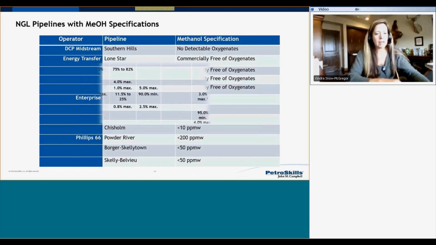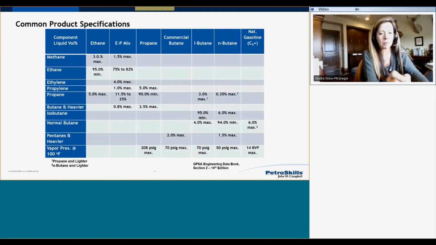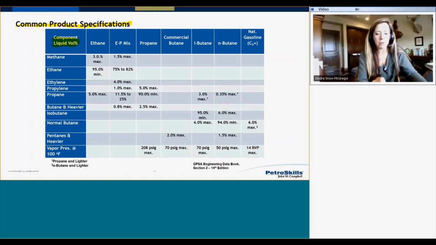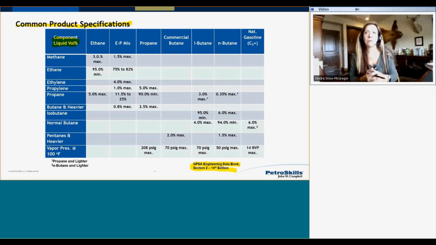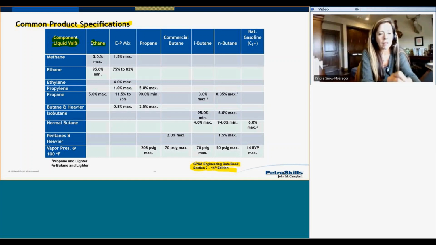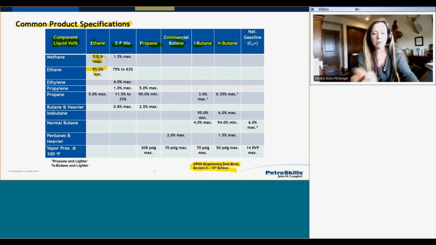You can see on this table here, this gives you an idea of some common product specifications, and these are given in terms of liquid volume percent. These example specifications come from the GPSA Engineering Data Book. And so you can see I have a number of different liquid products that I can make. Maybe I want to sell ethane. And so in that case, I need a 95 volume percent ethane minimum with a maximum of 3% on the methane and so on. And so I can sell an ethane-propane mix, different grades of propane, commercial butane, isobutane, normal butane, and so on.